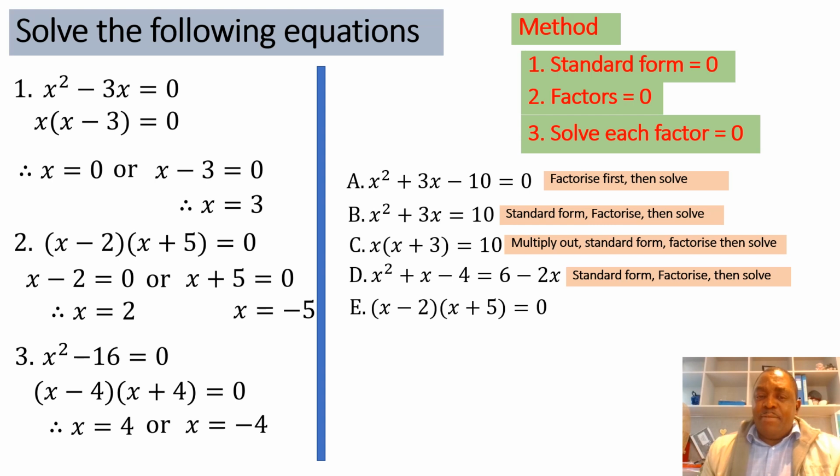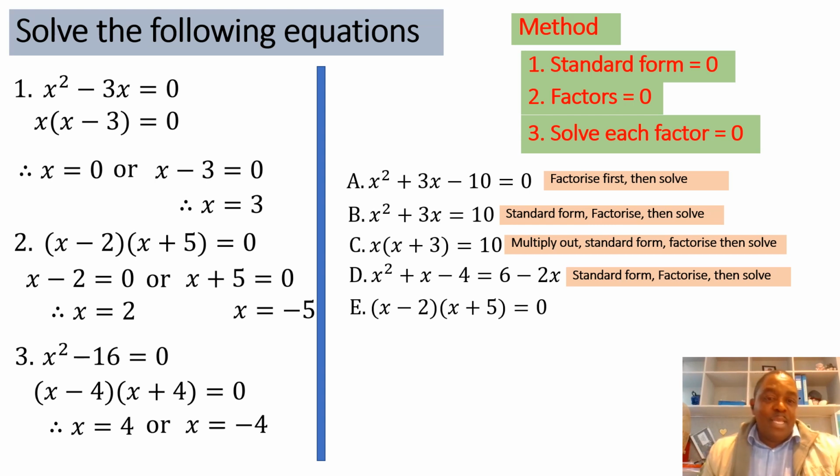But look at number E. Number E, and this happens quite a lot where learners think, ooh, I'm seeing brackets, let me multiply. No, you're solving a quadratic equation, but it's already in its factorized form, equated to 0. Great. The next step is a solution where x is equal to 2, x is equal to negative 5, and you're done. And that's what we're doing in example 2 over here, where it was already in its factorized form equated to 0.